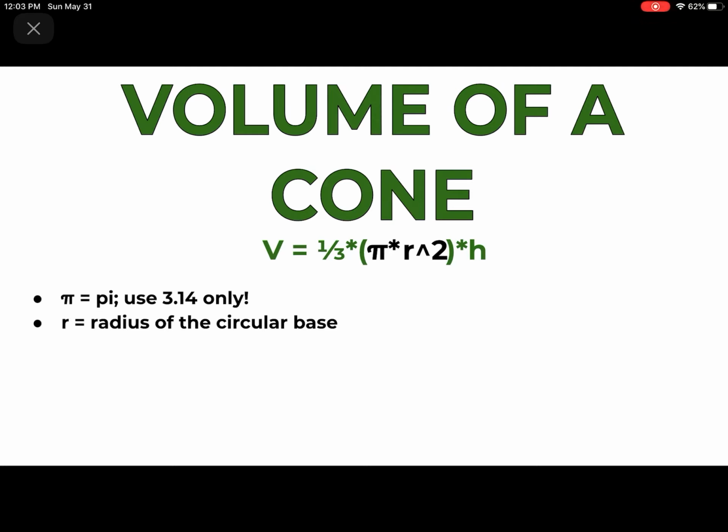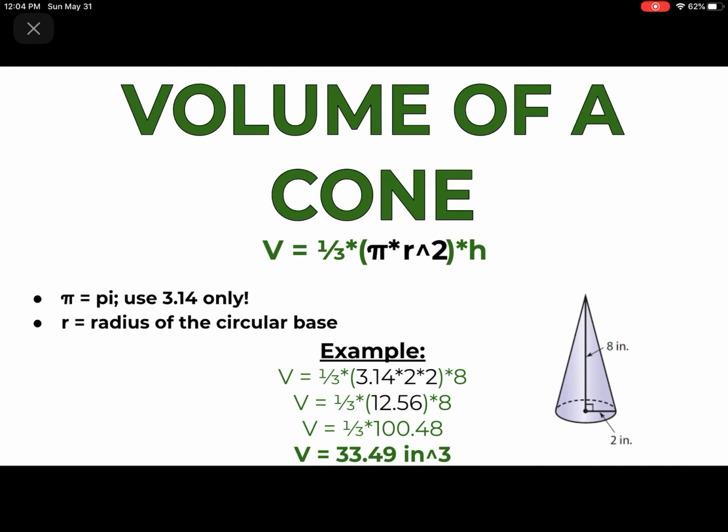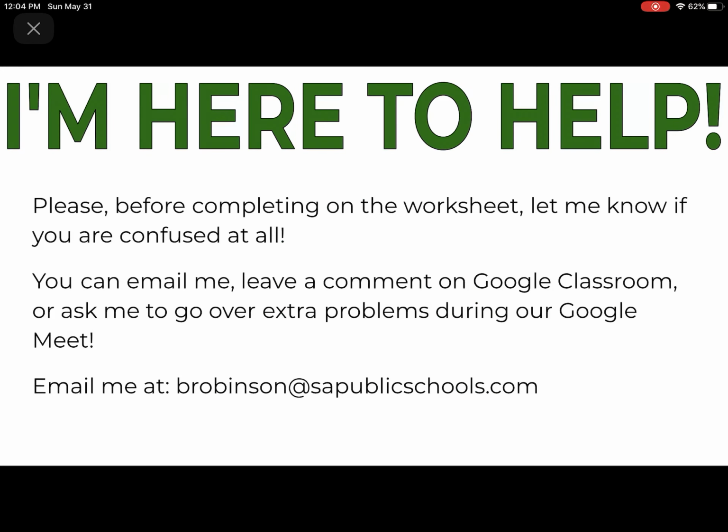The last one we're going to go over is the volume of a cone. Volume is 1/3 times pi r squared times h. Again, pi we're only using 3.14, and r is the radius of the circular base. So our radius is going to be 2, our height is 8. So volume equals 1/3 times 3.14 times 2 times 2 times 8. So volume equals 1/3 times 12.56 times 8. 12.56 times 8 is going to be 100.48. Multiplying that times 1/3, our volume is going to equal 33.49 inches cubed.